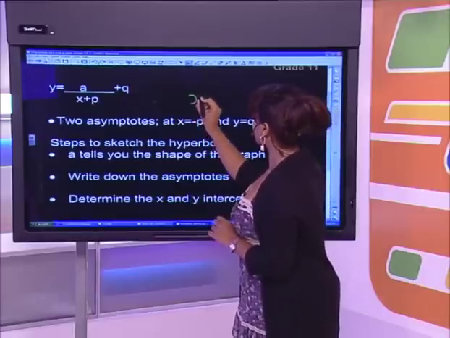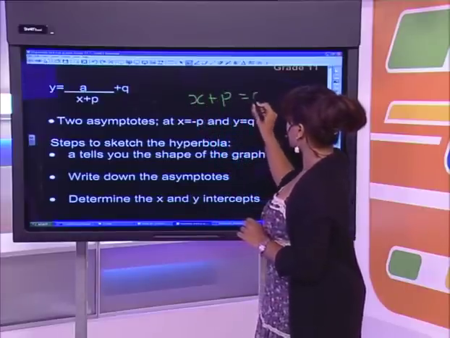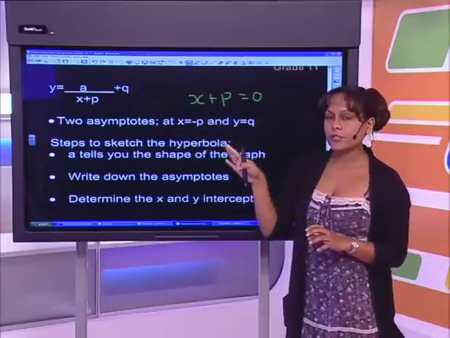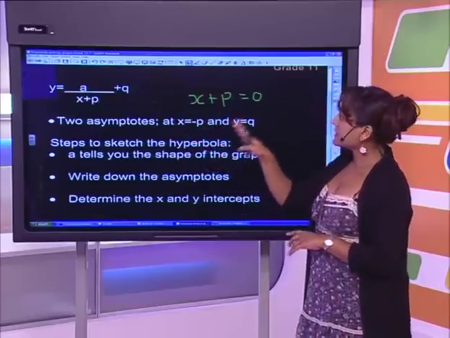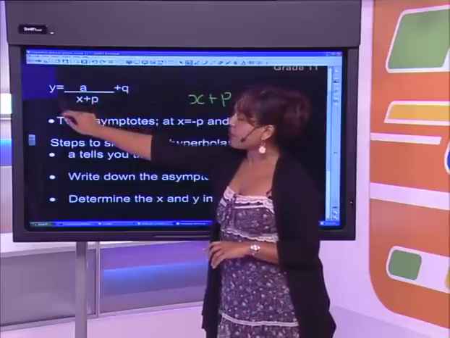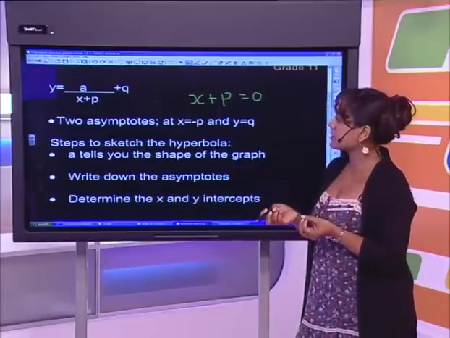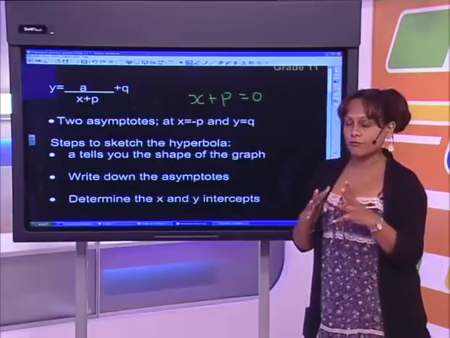So if I've got x plus p, which is the denominator, and I make that equal to 0, then x is equal to minus p. That will give you your vertical asymptote of the hyperbola. And y is equal to q, which is just from your defining equation. q would obviously be some constant. It would have some constant value. That would be the horizontal asymptote of the hyperbola.